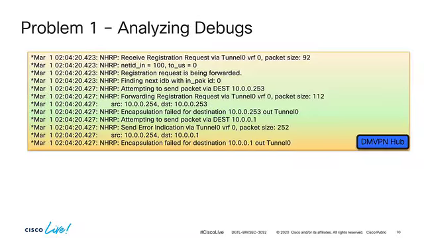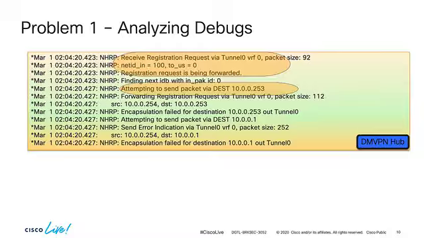So once you do this, let's take a look at the NHRP debugs, and let's analyze them and see what we are actually seeing. In this particular case, we do see the registration request coming in via tunnel 0. And what is very interesting is that instead of the hub actually replying to this registration request, we see the registration request is being forwarded. Why is it being forwarded?